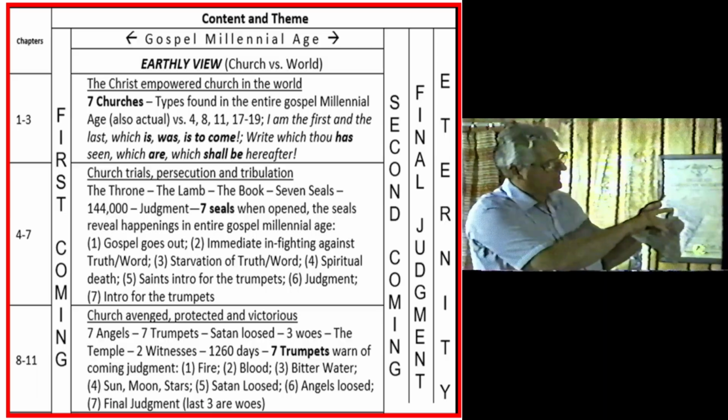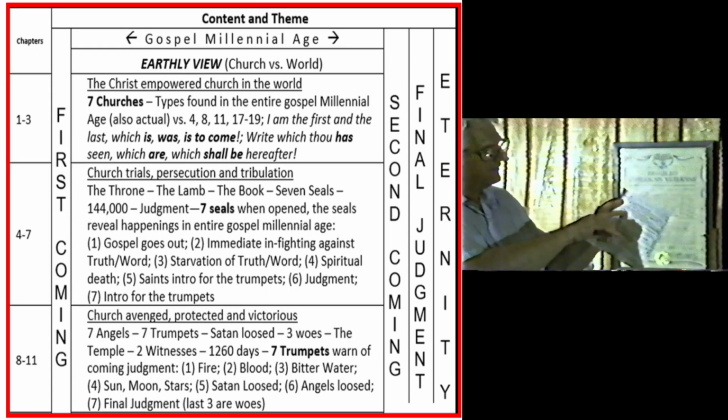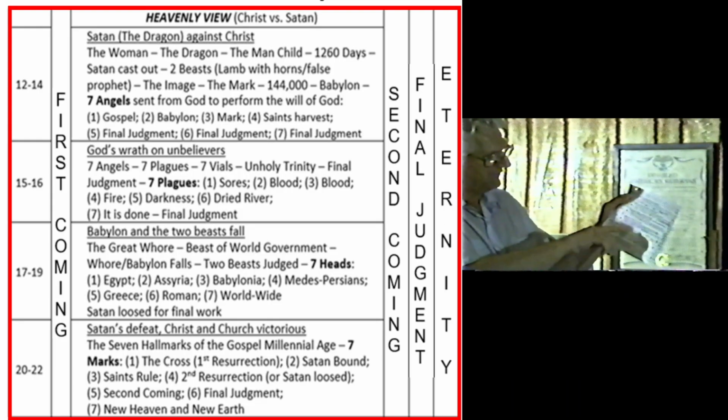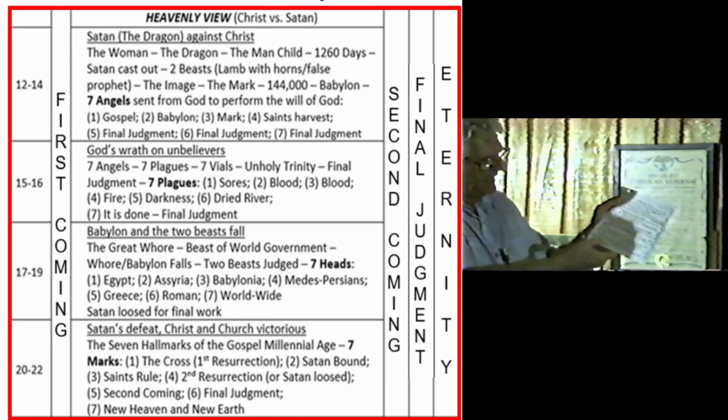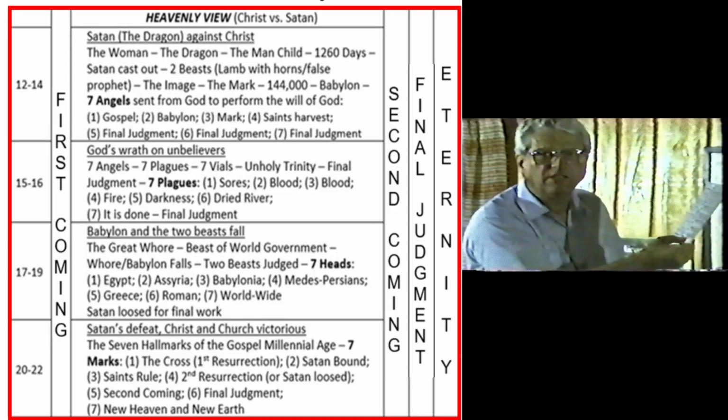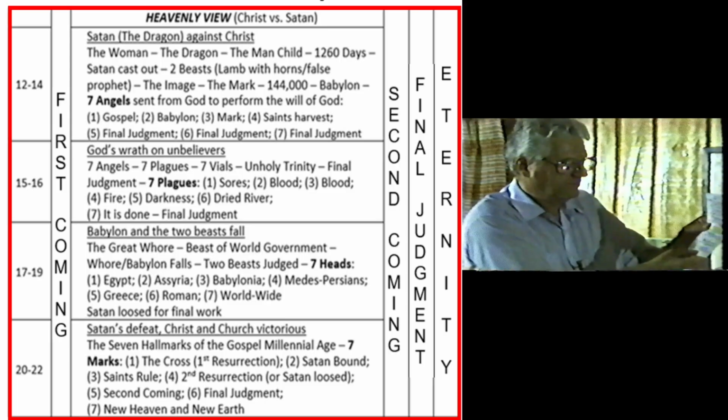Up here you've got the seven churches. Down here you have the seven seals, then you have the seven trumpets, the seven angels, the seven plagues, the seven heads, and down here I just put seven marks. I don't know of another word to do it. There is probably a better word.